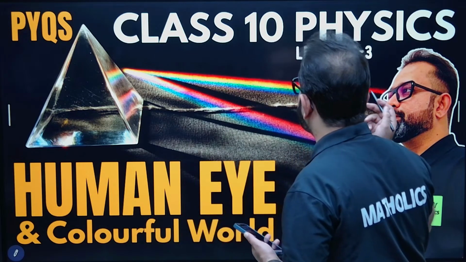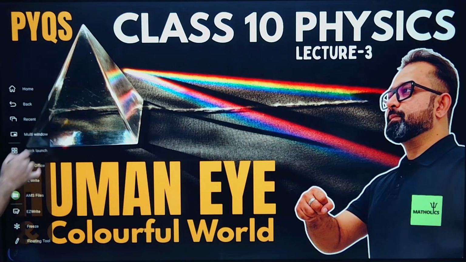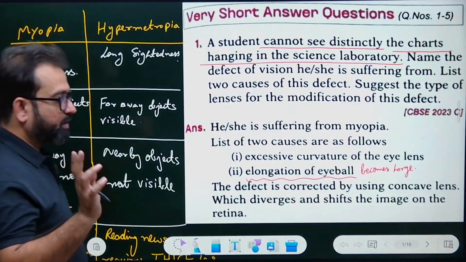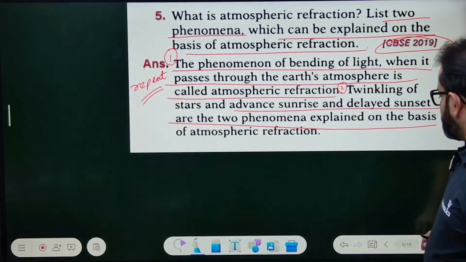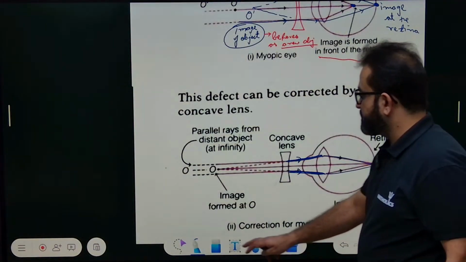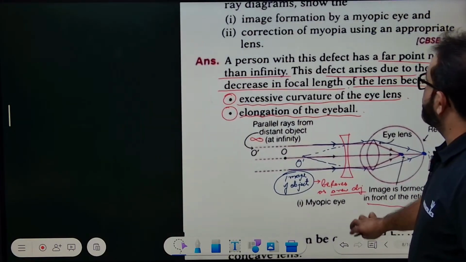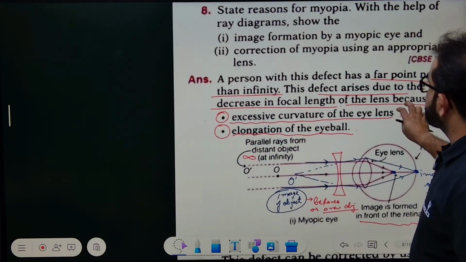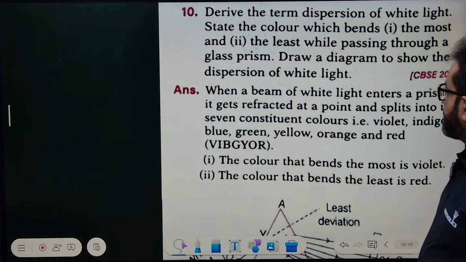Okay, so let's start the session, PYQs for the chapter Human Eye and the Colorful World. Lecture number 3. Lecture number 1 and 2 are already done. These questions we have done already, so you must have practiced. If not, then you need to be in a sincere, serious stage. These questions you must solve. All PYQs 2023, 2024, right? This question, I guess, we have done last.